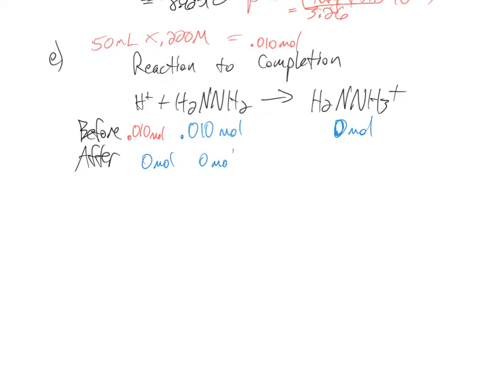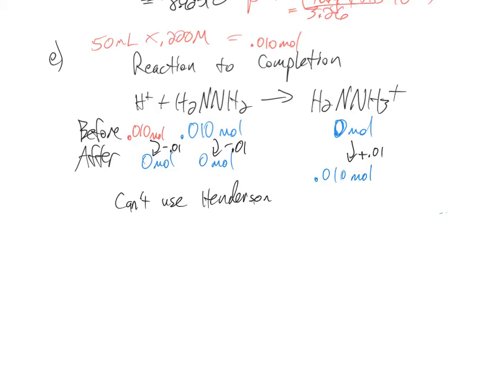At the end of the reaction to completion, we'll have reacted away all of hydrogen and H2NNH2. On the right side of the equation, it's an increase of H2NNH3. Here, we don't have any weak base left. We don't have any strong acid. The only thing we have left over is some of the conjugate acid of the weak base. So we cannot use Henderson-Hasselbalch. We'll ice it down.